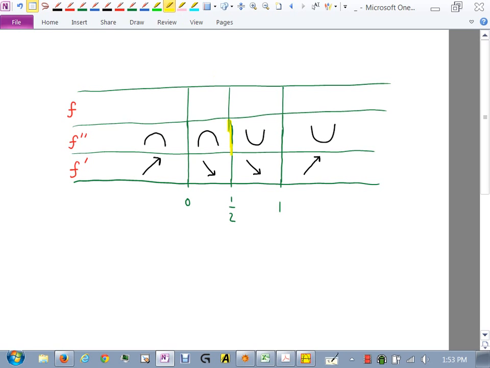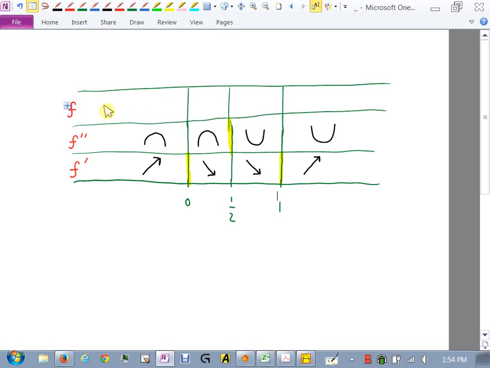This is where it changed, right? Here, and then over here for the first derivative, it changed here and here. No questions? The final row is where we get the final piece of what the graph's going to look like.